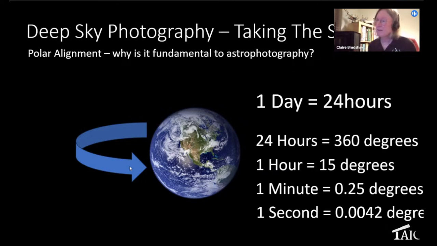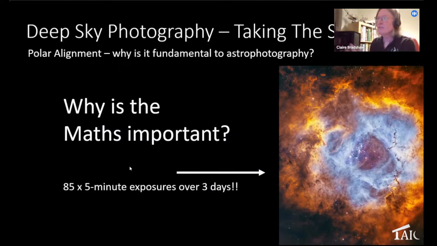Now, that may not seem a lot, but when you are an object on that ball that is rotating, the stars in the distance will be moving at that rate. And if you're not static and fixed looking at those stars, you're going to get blurs very, very quickly. And that is the reason why this is important.